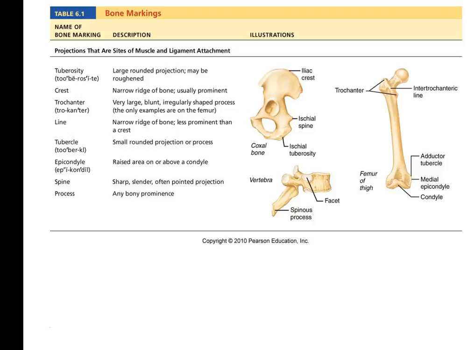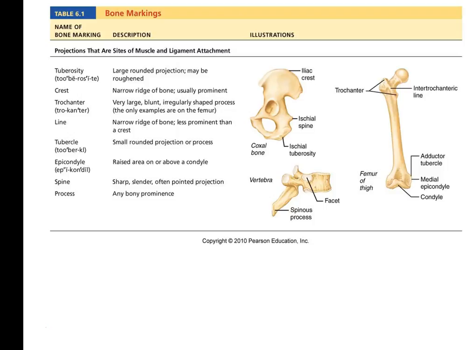If you run your finger down the back of the femur, you'll feel like a little line. So it's a narrow ridge, less prominent than a crest. It's called a line or a linea. The one that's on the back of the femur is the linea aspera. A tubercle is a small rounded process. On your humerus, instead of having trochanters, you have tubercles, and you can see a tubercle on the bottom of this femur. It's just a small rounded projection.